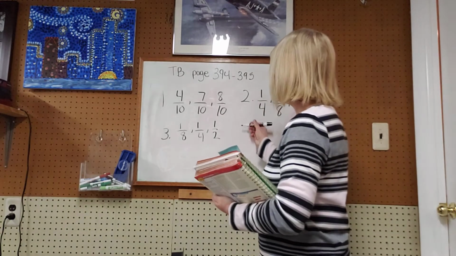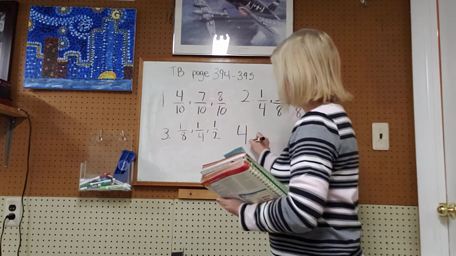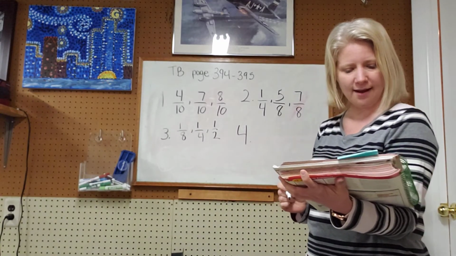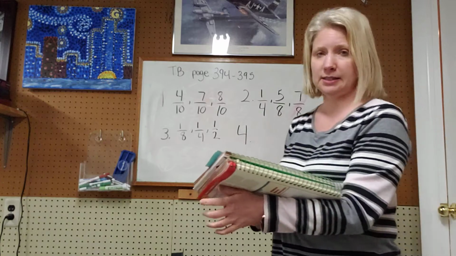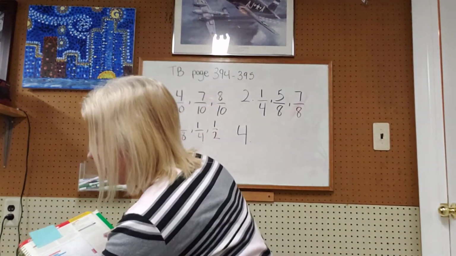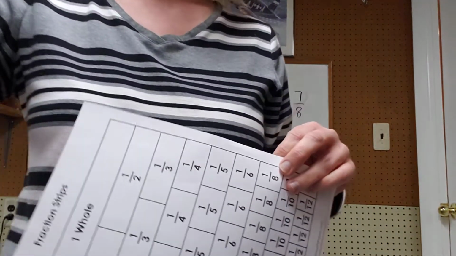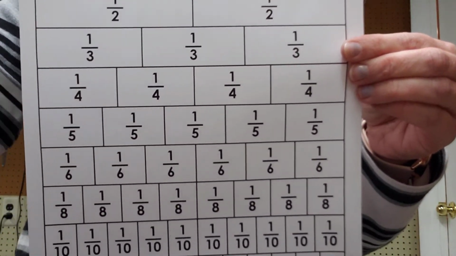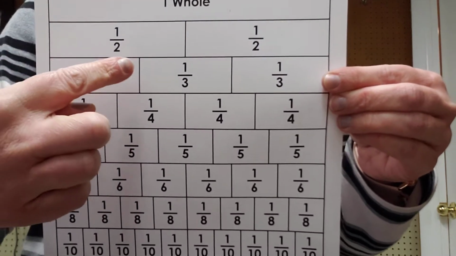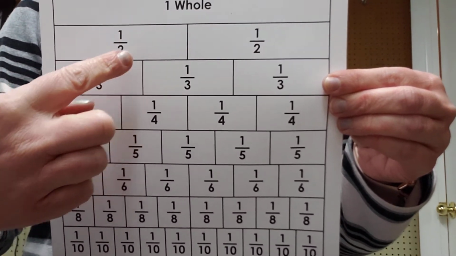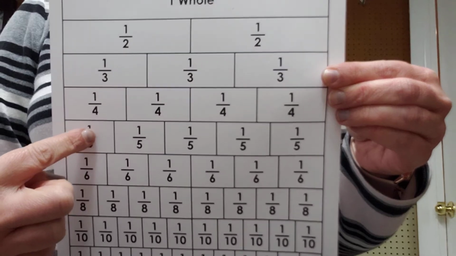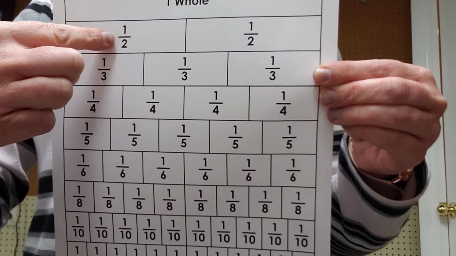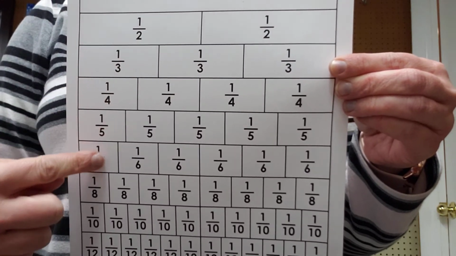Number 4. Nine tenths, 1/2, 1/5. Let's look at your fraction strips again. I'll show you how to do that on the fraction strips. Okay, so you're going to have 1/2, 1/5. So you can see that 1/5 is definitely smaller than the 1/2. Now let's determine for the 9 tenths.